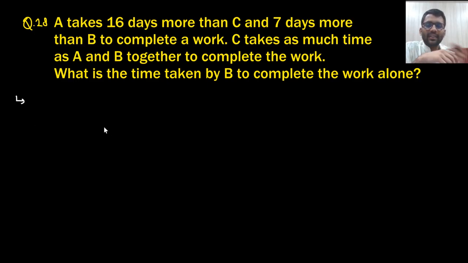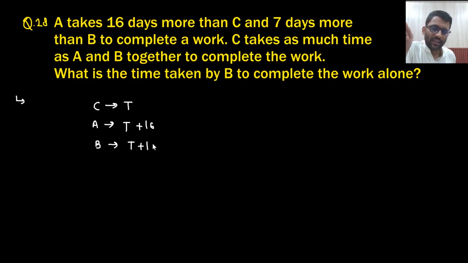A takes 16 days more than C and 7 more than B to complete a work. Okay. So let's just say if C is taking T days, then A is taking T plus 16 days. And B takes 7 less days than A. So T plus 16 minus 7. So that means B is taking T plus 9.